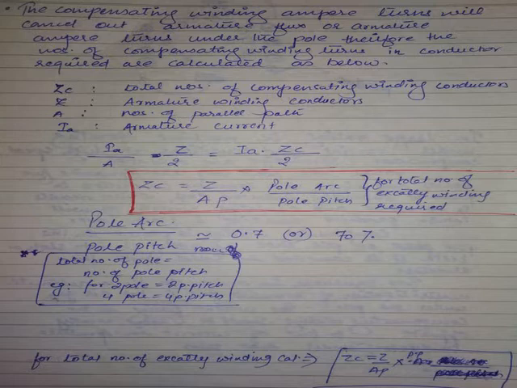In alternators, listen, while you write the EMF equation, the EMF induced E phase is V plus I into impedance. This is what we write. In DC generators, you are writing Eg minus Ia Ra is equal to V. You are not considering any sort of impedance in a DC generator, but you are considering all sorts of impedance in an AC generator.